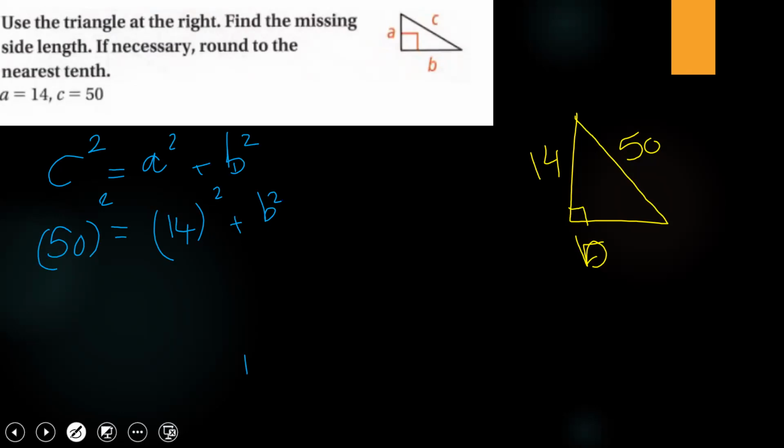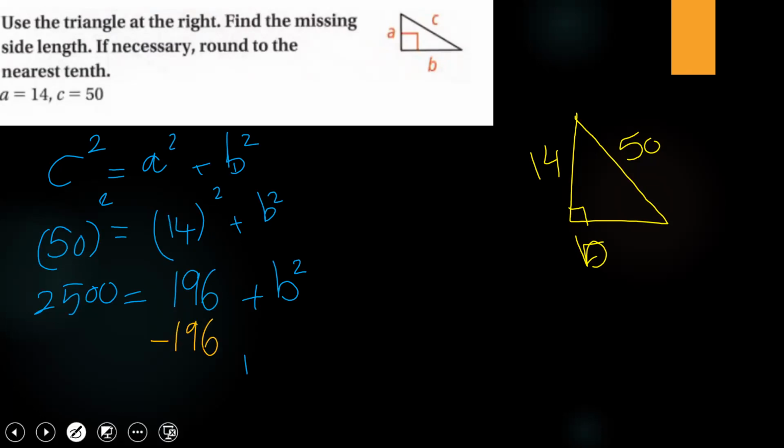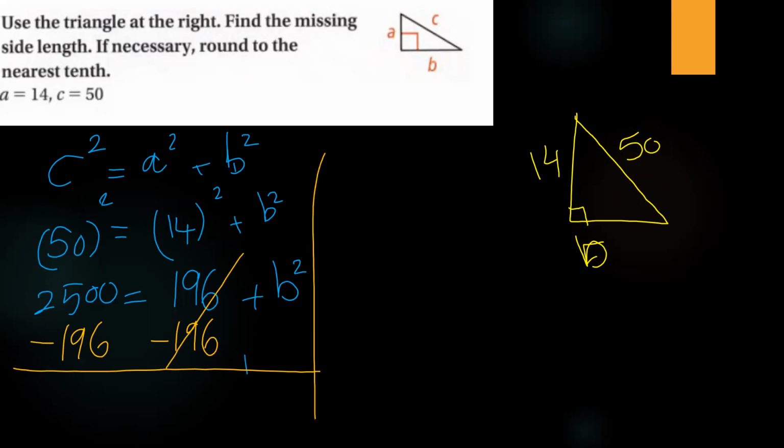I want now to find B. So what is the square of 50? 50 times 50, it is 2,500, equals 14 squared, which is 196, plus B squared. Then we subtract 196 from both sides. So let's continue: B squared equals 2,500 minus 196, which is 2,304.